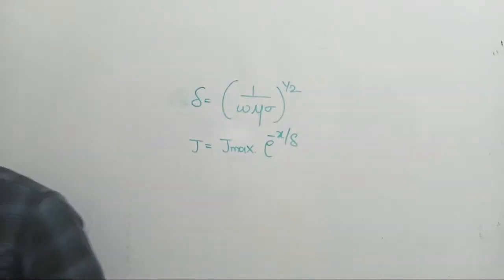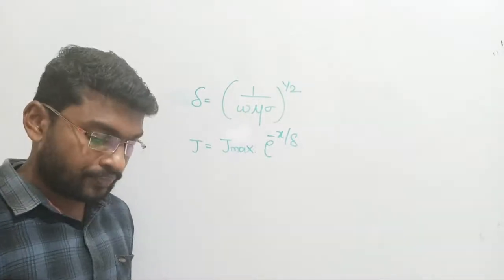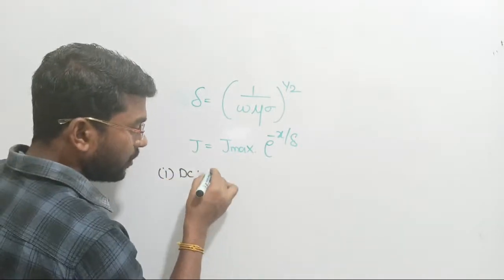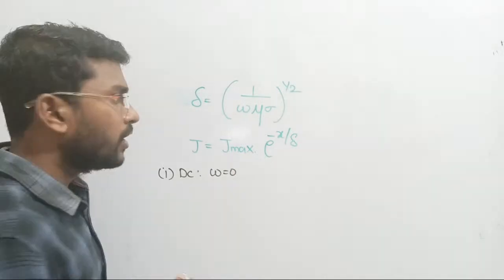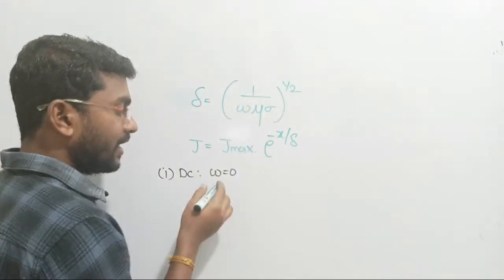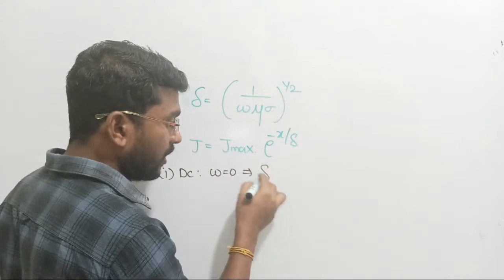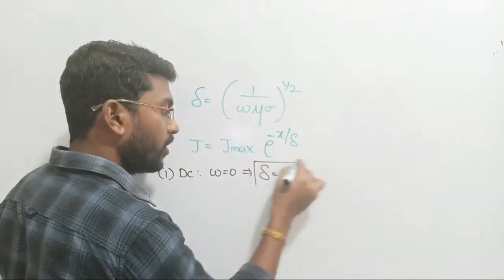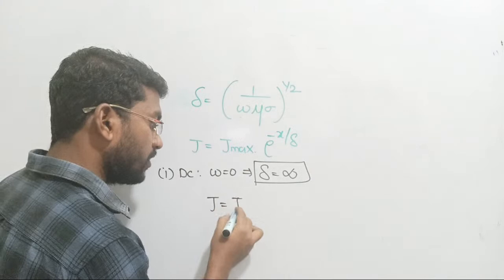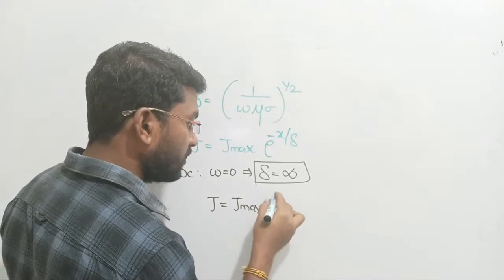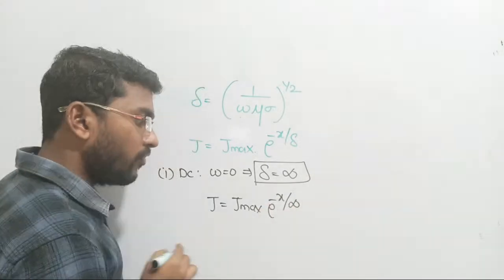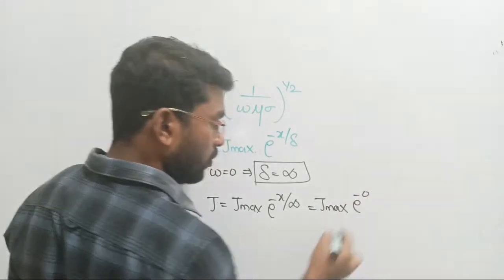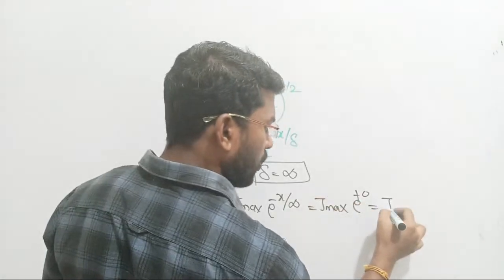Let us see the difference between AC and DC. Case number 1, in case of DC system, the frequency is 0. In case of DC, omega is 0. If frequency is 0, then the value of del will become 1 by 0, which is infinity. If the value of del becomes infinity, then J is equal to J max into e power minus x by del, with del replaced by infinity. 1 by infinity is 0. So it will become J max into e power minus 0. E power 0 is 1.